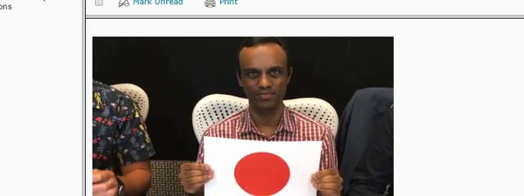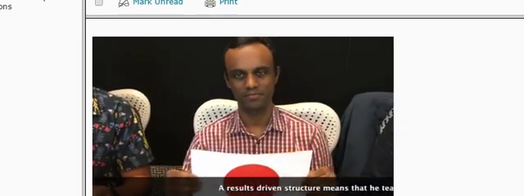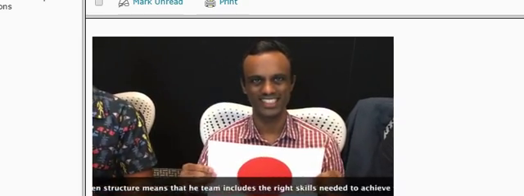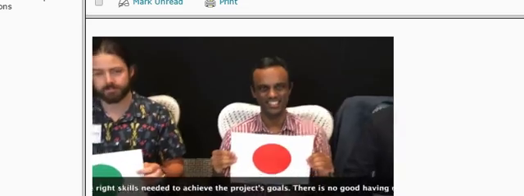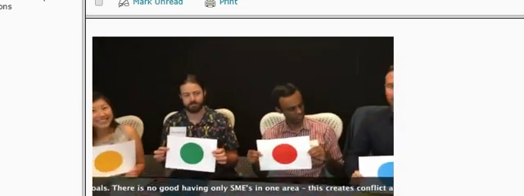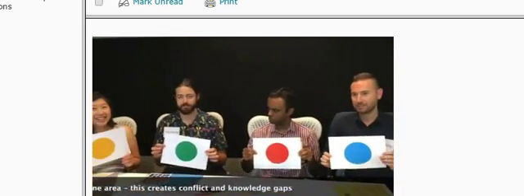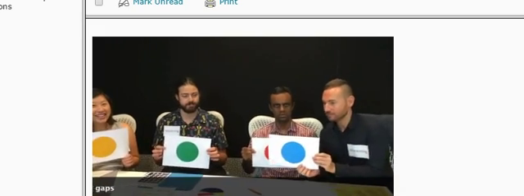A results-driven structure. A results-driven structure means that the team must include the skills needed to achieve the project's goals. There's no good having only one SME area. This creates conflict and knowledge gaps within the team.